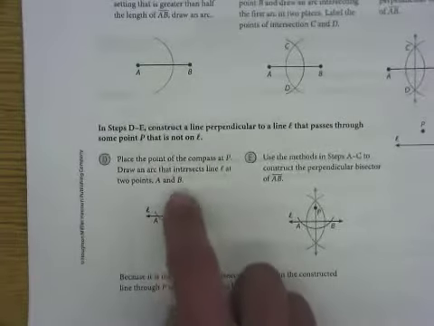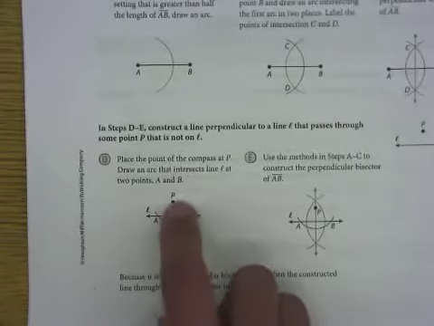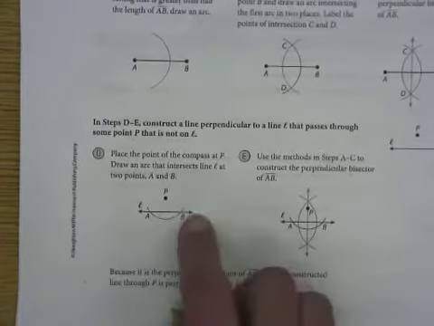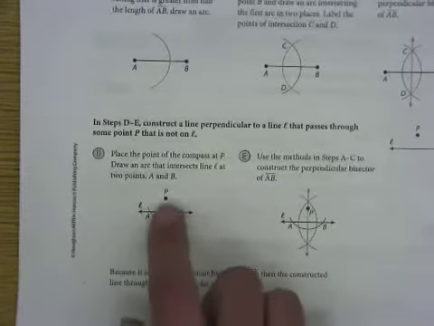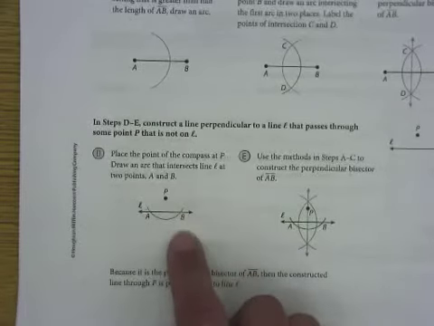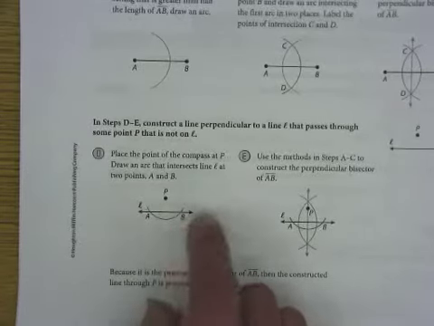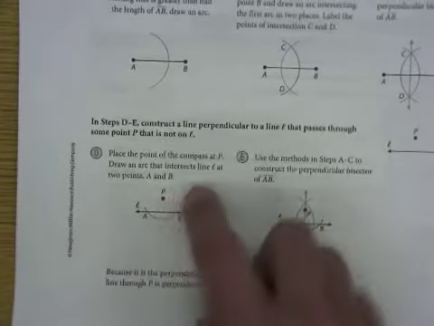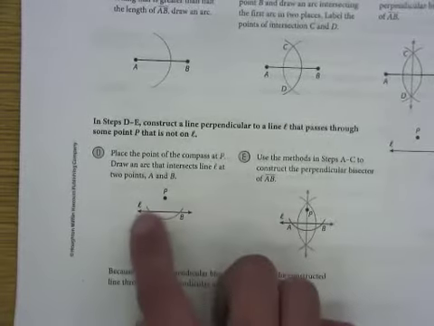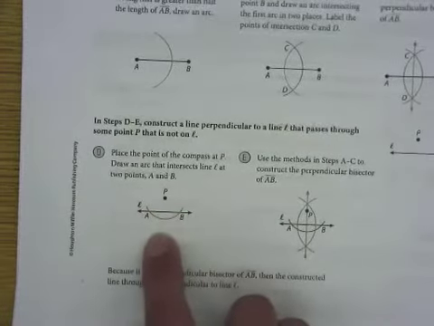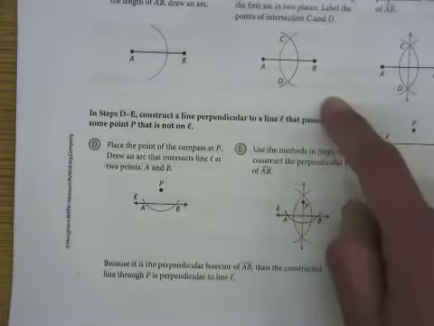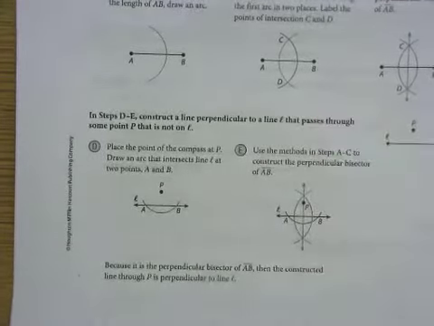If I have a point that isn't on the line and I wanted to construct a line perpendicular to this line passing through this point, the first step is you're making a segment on this line. So you're doing that by making a random arc, having your compass point at P, and it swings through L and it passes through 2 points, and they call them A and B. And then what you do is the exact same construction as you did back here.